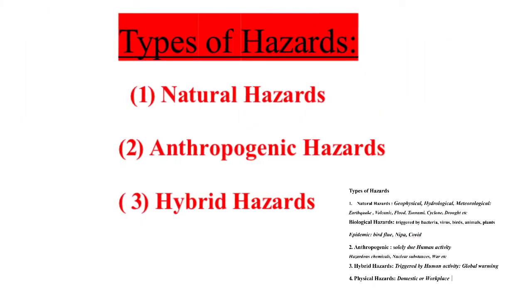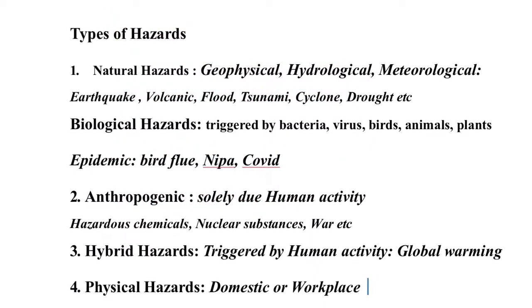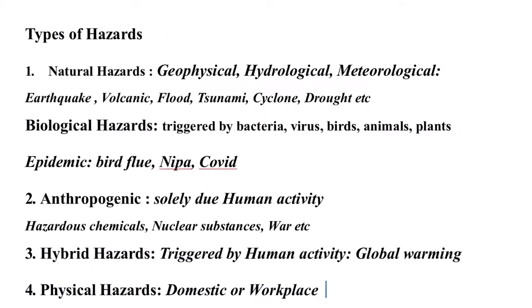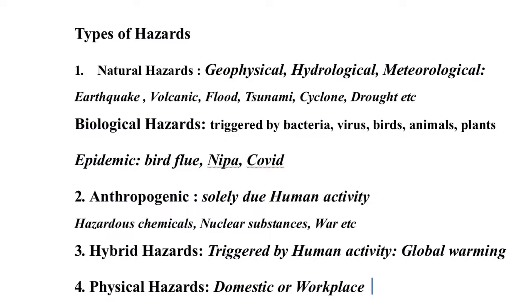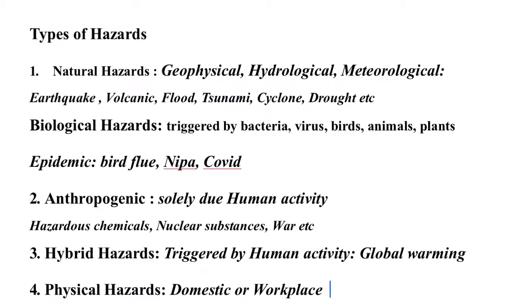Hazards are in general classified as natural hazards, anthropogenic hazards, and hybrid hazards. There is yet another type known as physical hazards. Natural hazards are geophysical, hydrological, and meteorological in nature.